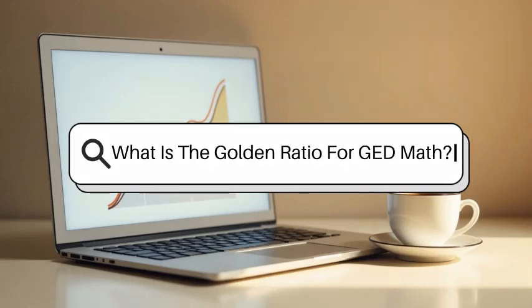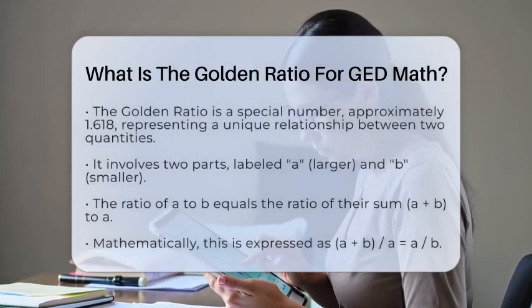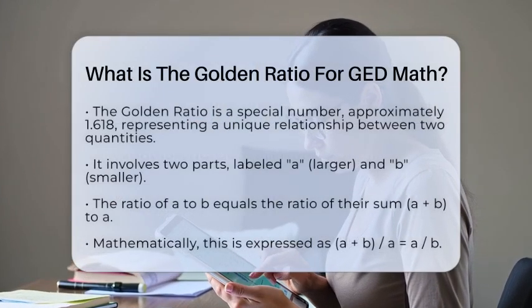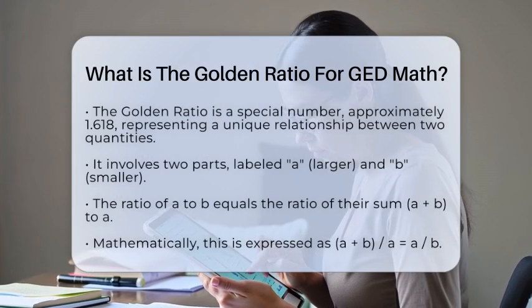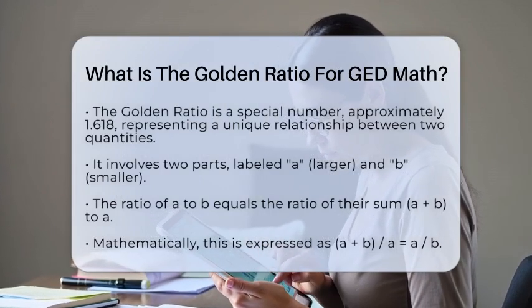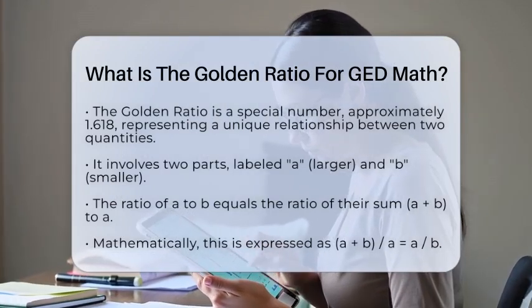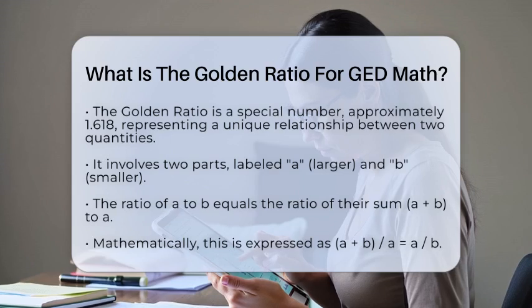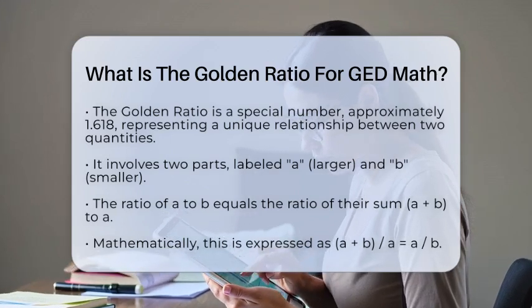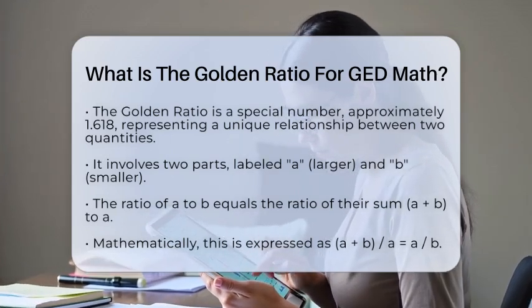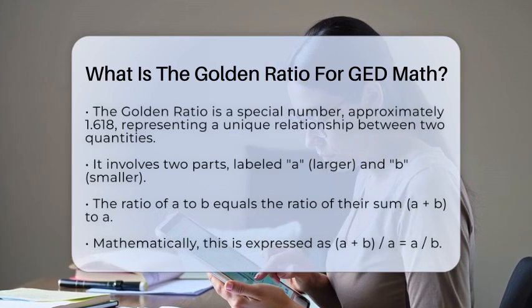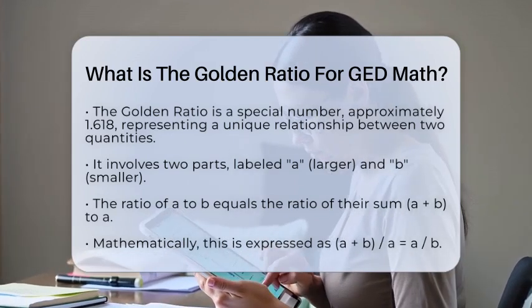What is the golden ratio for GED Math? Have you ever wondered how certain shapes and patterns in nature seem to have a perfect balance? That balance is often described by a special number known as the golden ratio. This number is approximately equal to 1.618. It describes a unique relationship between two quantities.